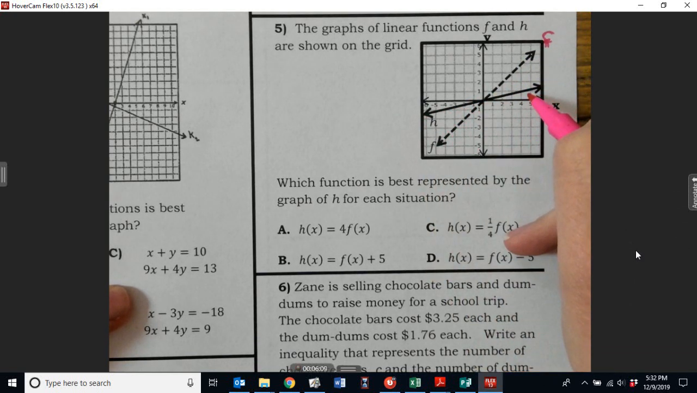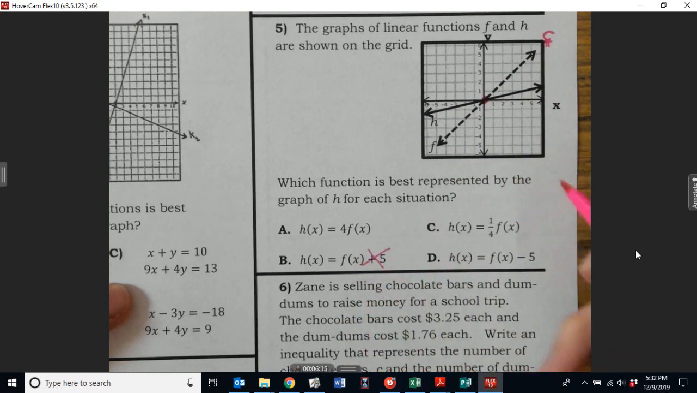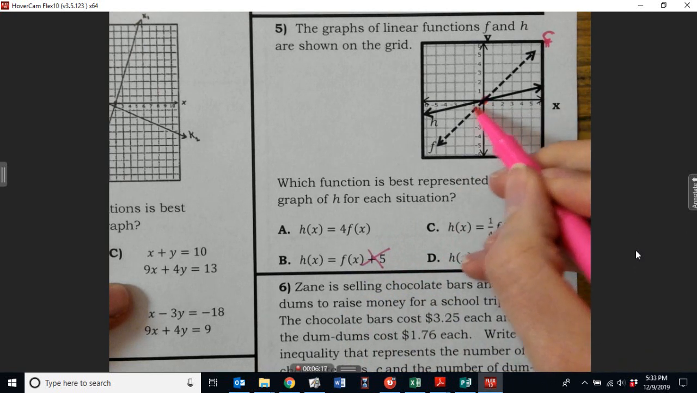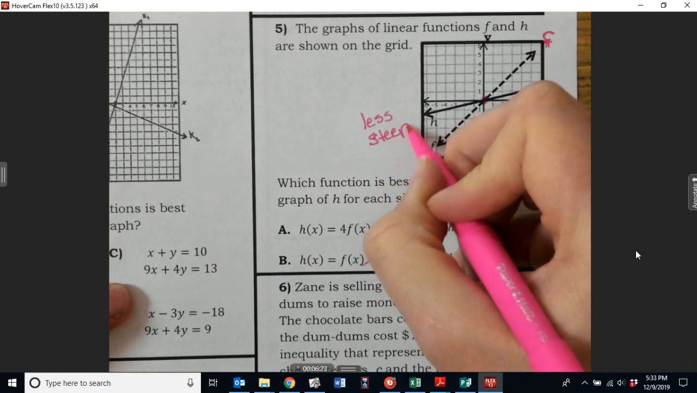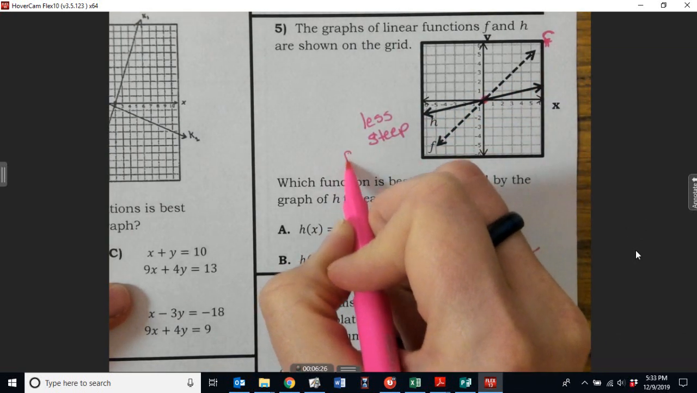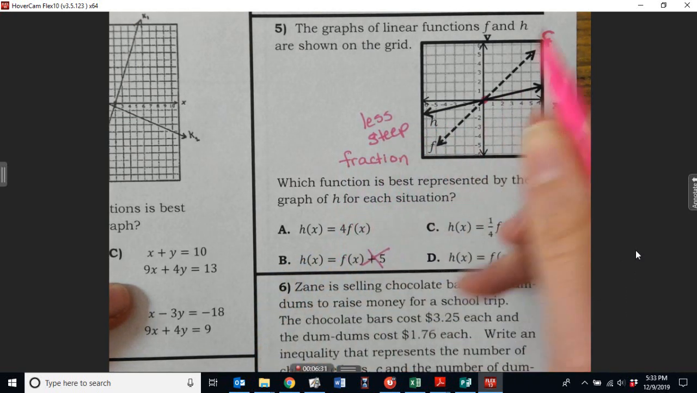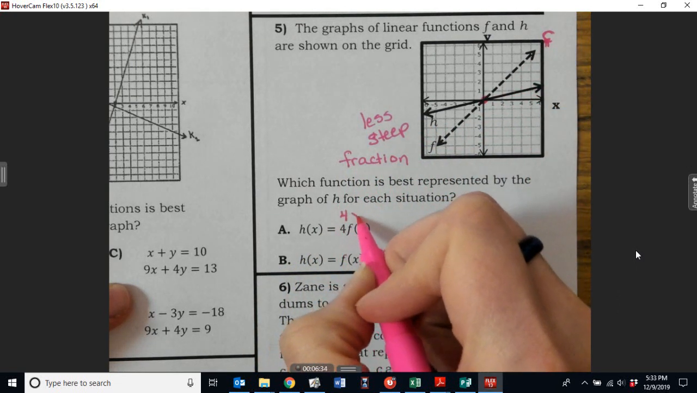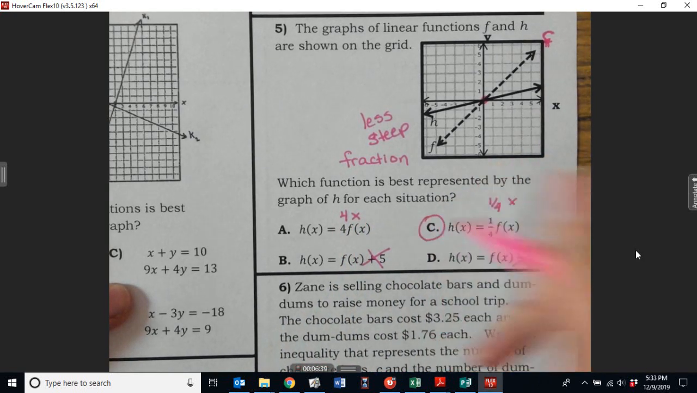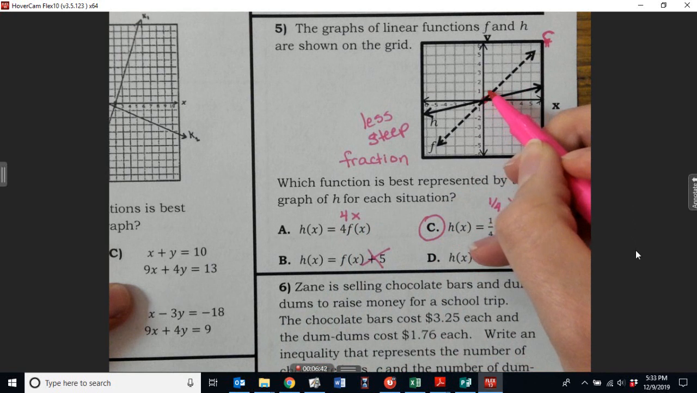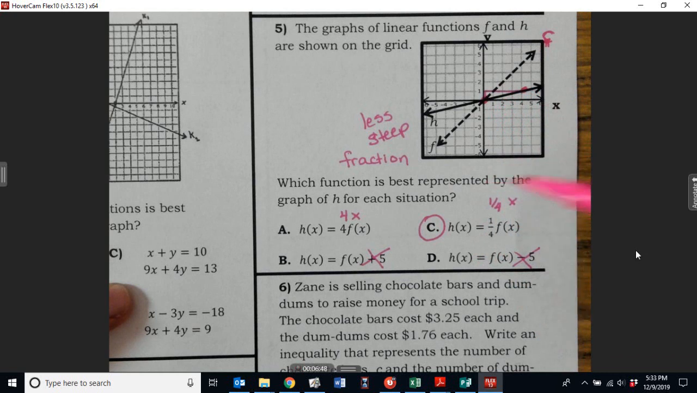And if you're looking at this, you should say that they stayed at the same spot, so nothing was being added or subtracted. But h is less steep, which means I need a fraction. So, f of x, if you know that this is your parent function, then it's kind of like saying 4x or 1/4 x. And so this makes it less steep, or you can count your slope. Up 1, right 1, 2, 3, 4. 1/4 is my slope, so that makes C my answer.